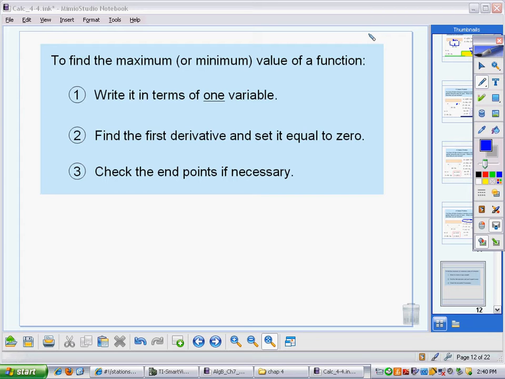Now, step three we didn't have to do on the last problem we just did, the fence problem, because the endpoints were 0. But if you had different endpoints like the profit problem, you would have to check them, because endpoints don't necessarily have derivatives of 0. So if you look at this example I drew on the board, the derivative here is not 0. Okay? Everybody good on this?